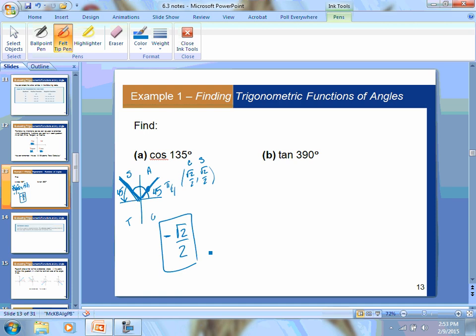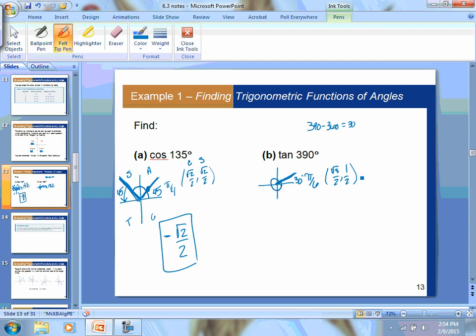So for part B here, we have the tangent of 390 degrees. 390 is way bigger than 360, so that means we've gone around the unit circle one whole time, 360 degrees, and then we've got another 30 degrees, because 390 minus 360 is going to get you 30. So we're dealing with a 30-degree angle right here, and we're in the first quadrant. Okay, so that 30-degree angle, that's the same as pi over 6, and that terminal point was square root 3 over 2, and then 1/2.